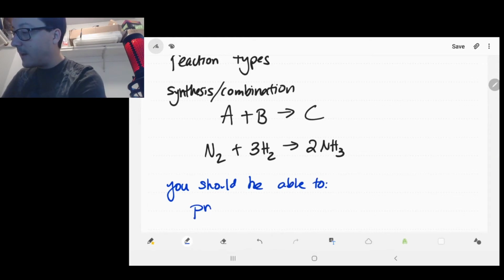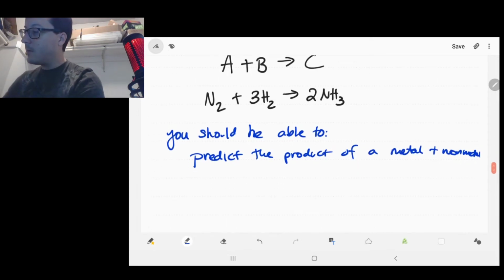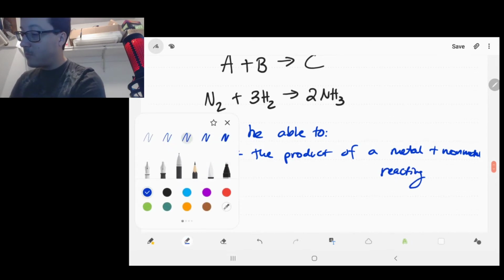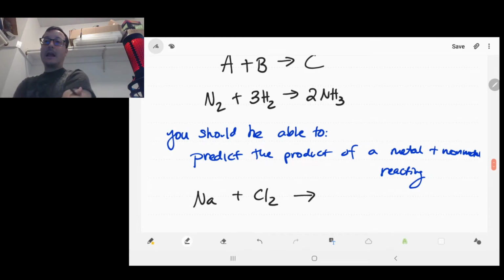We're going to see how to predict the product of a metal plus a non-metal reacting. So for example, I want to give you something like this. You should be able to predict the product of this reaction.